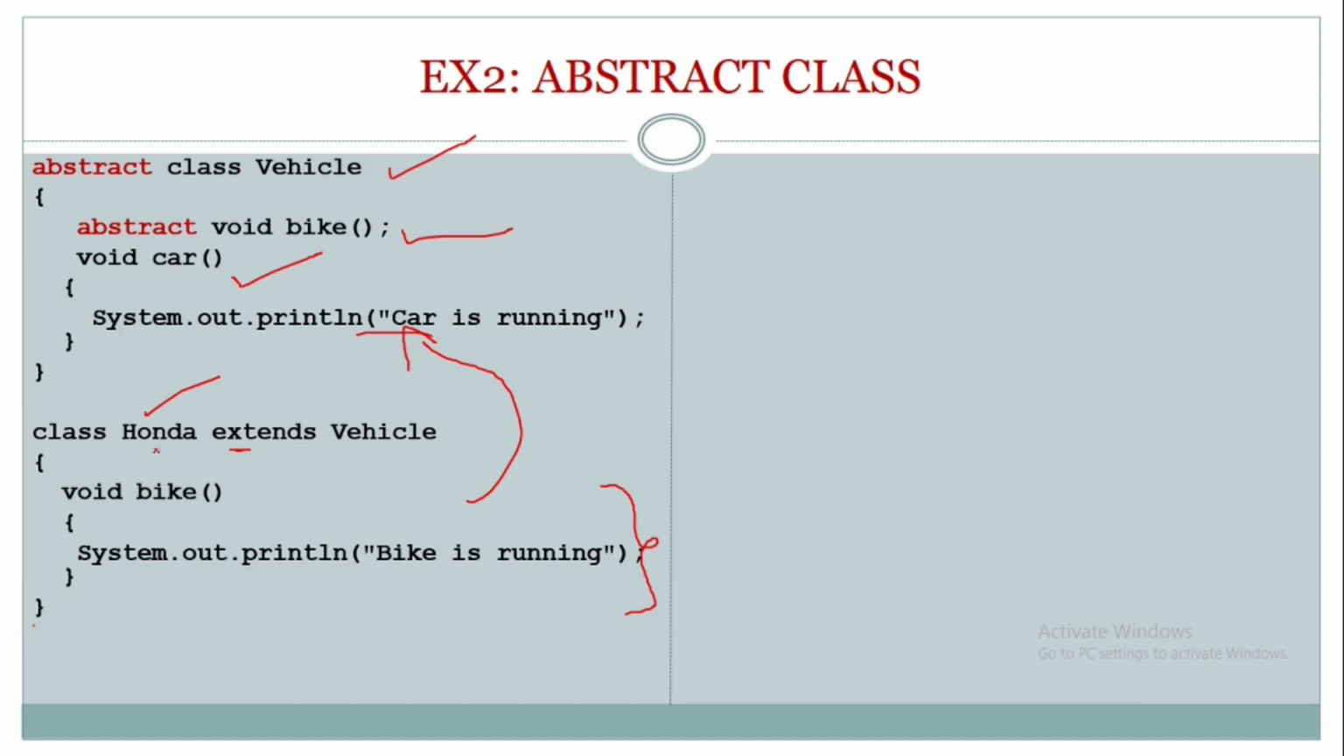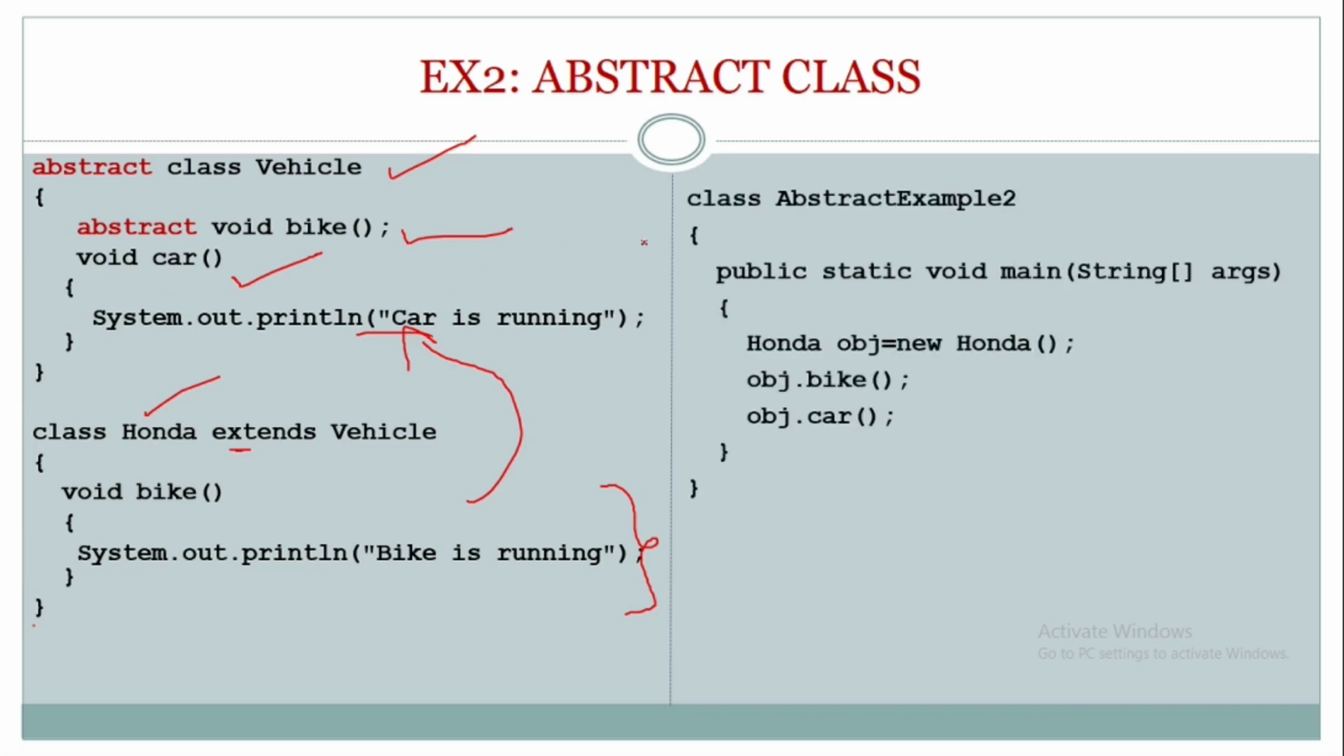Now I will create an object of Honda, and I can easily access this car method. I'll be creating an object of class Honda, and I'll be calling object dot bike, that will print bike is running, and object dot car, and that will print car is running.